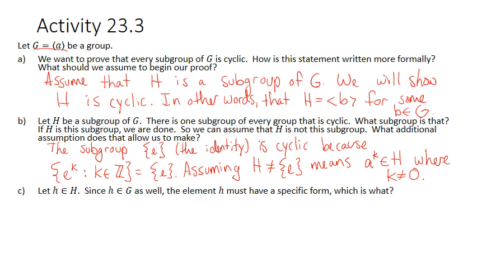Okay, so part C, let little h be in big H. Since little h is in G as well, the element little h must have a specific form, which is what? This is just what I was saying in the last part B. So little h is going to look like A to the k for some integer k. And that's because G is generated by A. All right, let's look at the next slide.